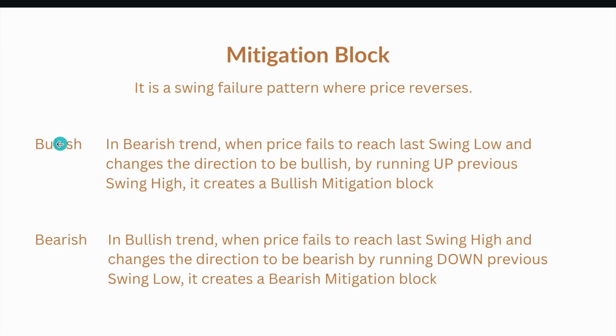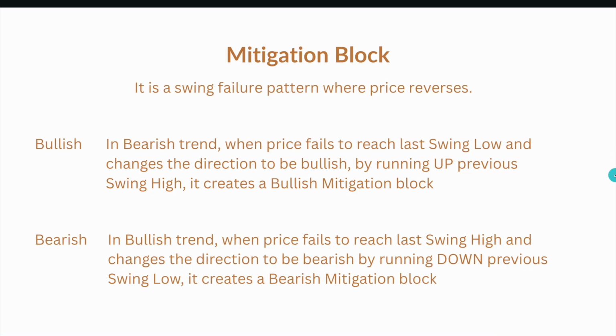So let's understand what a bullish mitigation block is. In a bearish trend, when price fails to reach the last swing low and changes direction to bullish by running up the previous swing high, it creates a bullish mitigation block. What is a bearish mitigation block? In a bullish trend, when price fails to reach the last swing high and changes direction to bearish by running down the previous swing low, it creates a bearish mitigation block.